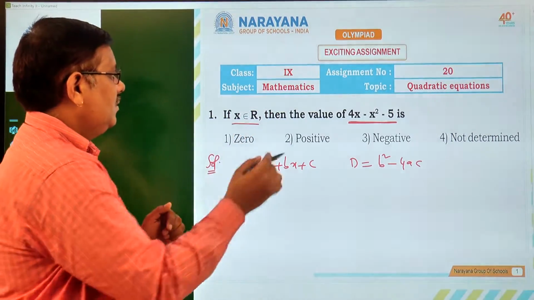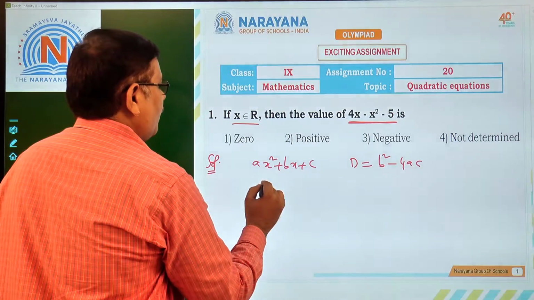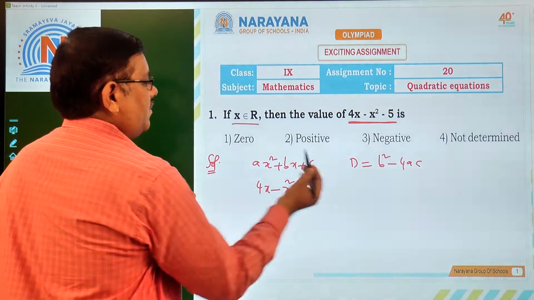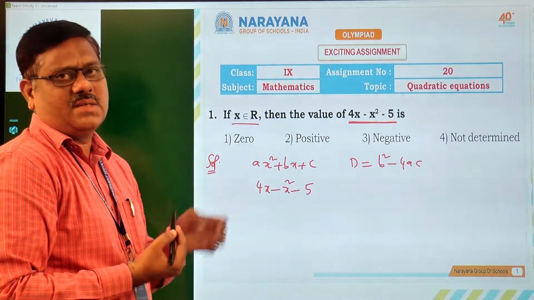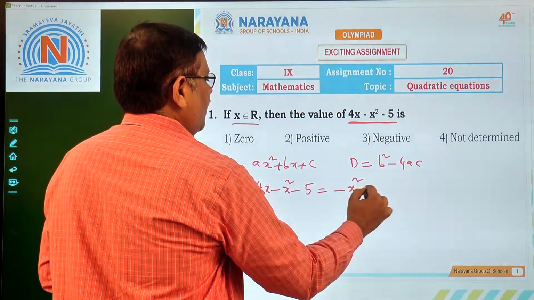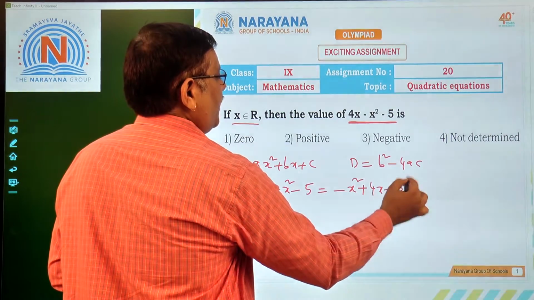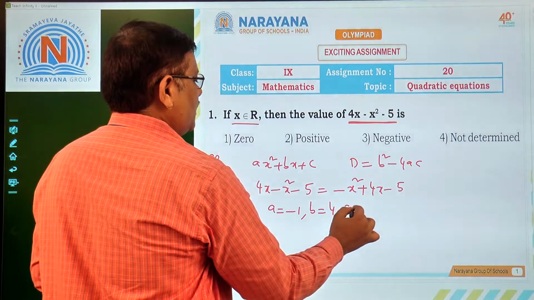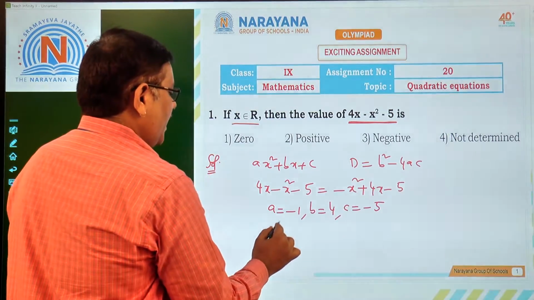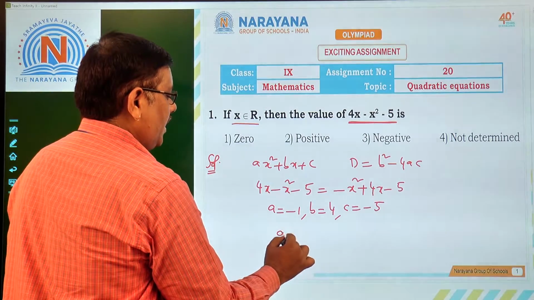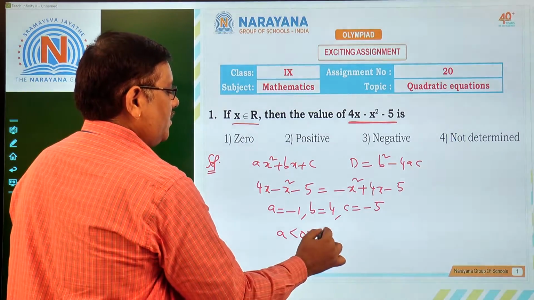Okay, now if you look at the given quadratic, 4x minus x square minus 5. If you write it in order, it is minus x square plus 4x minus 5. Here a is equal to minus 1, b is equal to 4, c is equal to minus 5. A is minus 1, so definitely a is less than 0. That is the first observation.